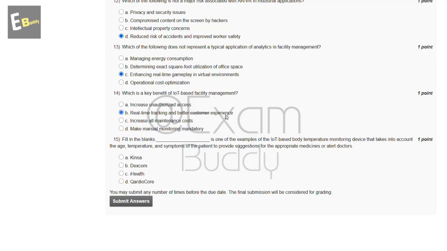Now the 15th question is, fill in the blanks. Dash is one of the examples of the IoT-based body temperature monitoring device that takes into account the age, temperature, and symptoms of the patient to provide suggestions for the appropriate medicines or alert the doctor. So these are the options and the answer of our 15th question is A. Kinsa. Now submit your answer.